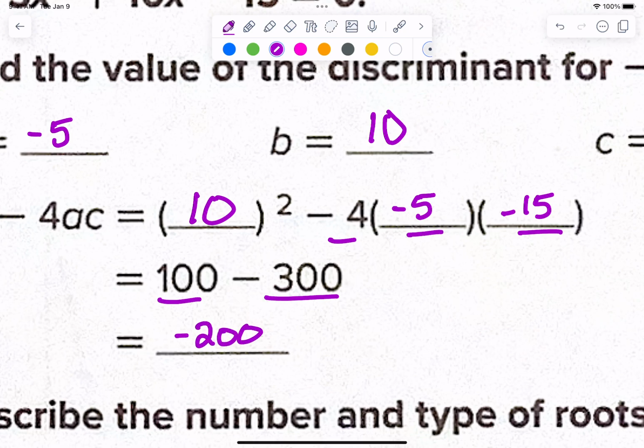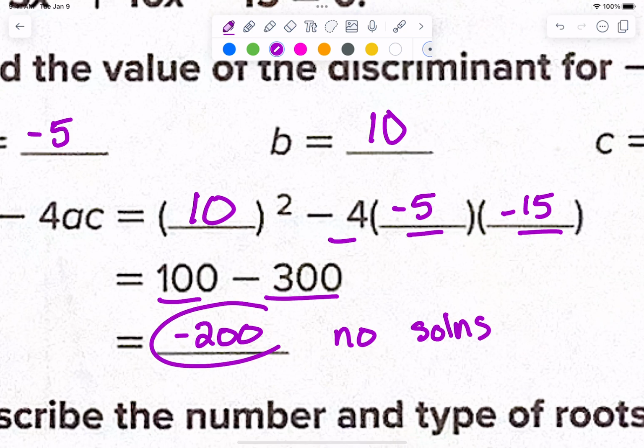How many solutions? No real solutions. I'm going to say no solutions. That means he is not going to cross because this is a negative number. You cannot have a square root of a negative. That's why he's not going to touch.